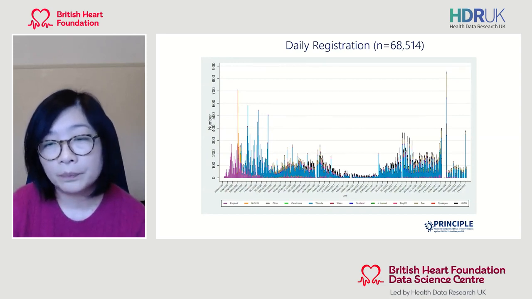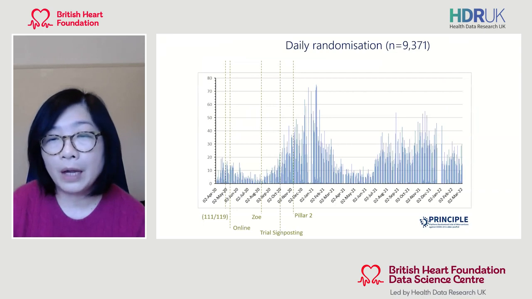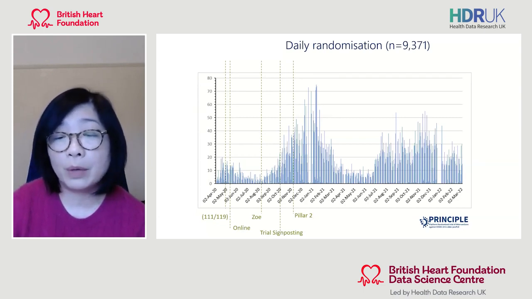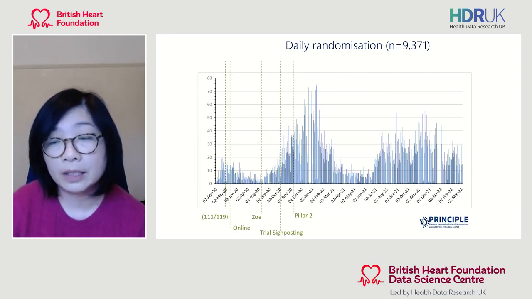Next slide. If you look at how the recruitment really picks up, this is the recruitment of the people who have been randomized, and you can see that we have been using a lot of different routes. Probably the best route that we have used is pillar 2. That gave us the most recruitment. Next slide, please.